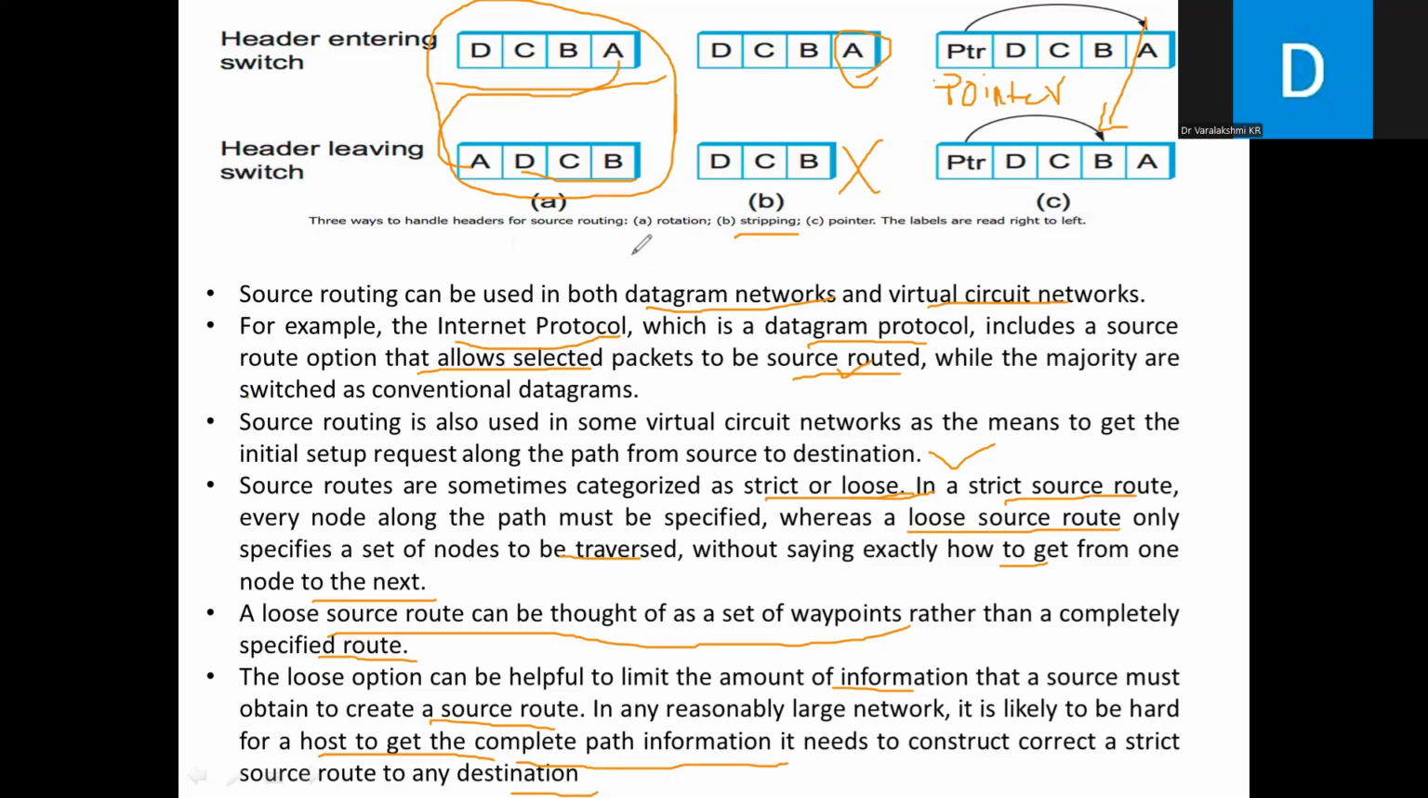So what is source routing, and how will we be handling it? It could be used either in a datagram network or in a virtual circuit network. These are the examples, as I mentioned.